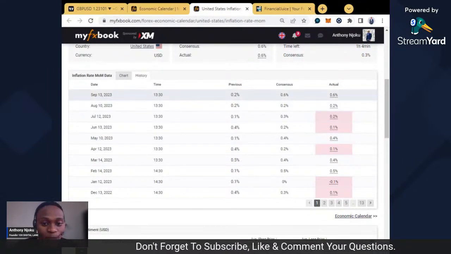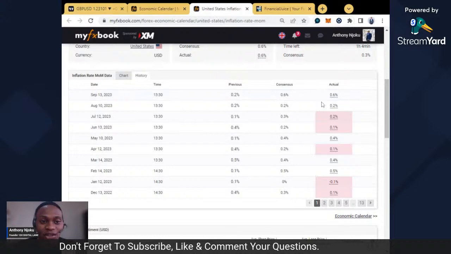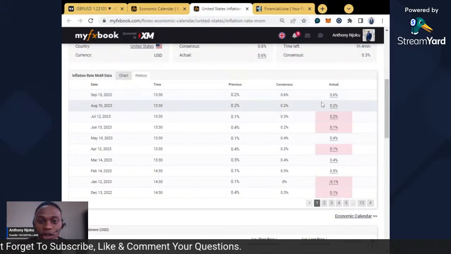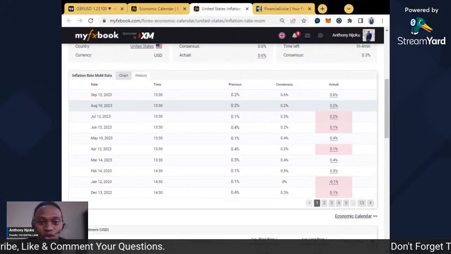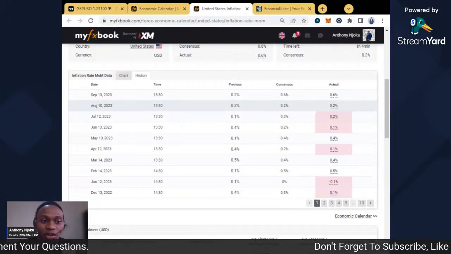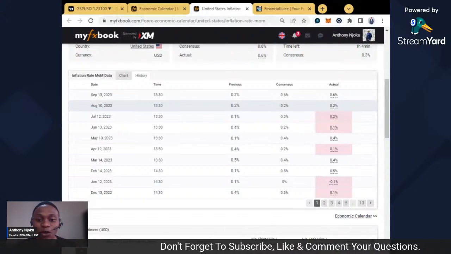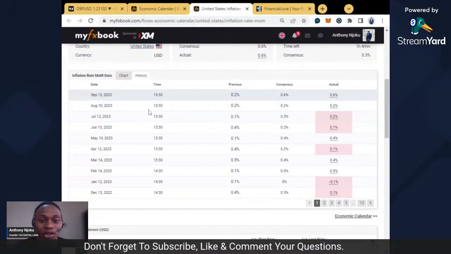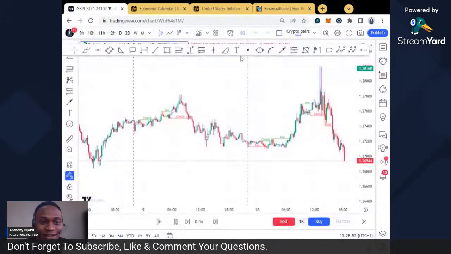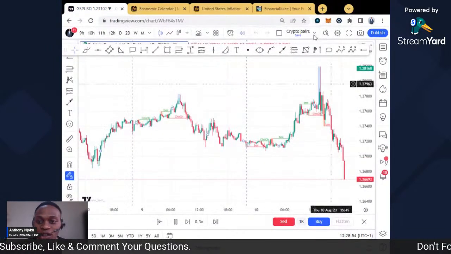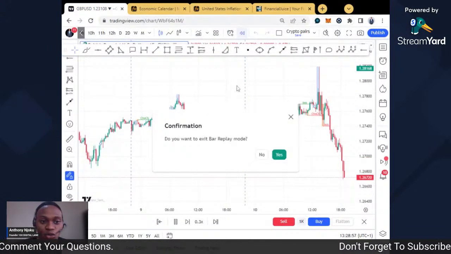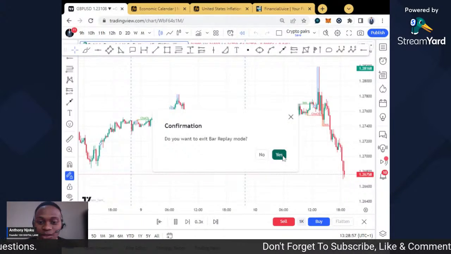Let us see what happened on September 13th. Okay, so guys, you see, even if the news is out, we don't place a trade until we see that the market is set for us to place a trade. That was the last example we'll be taking. Then we'll be waiting for the news to be announced.